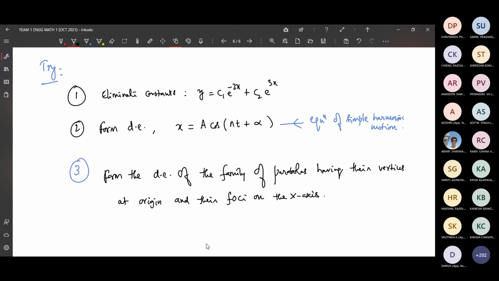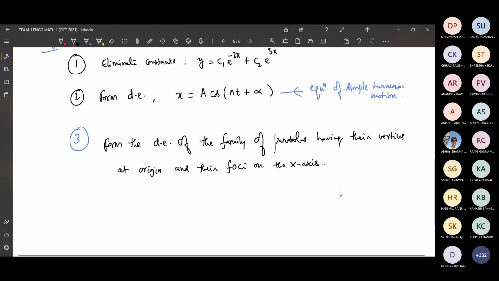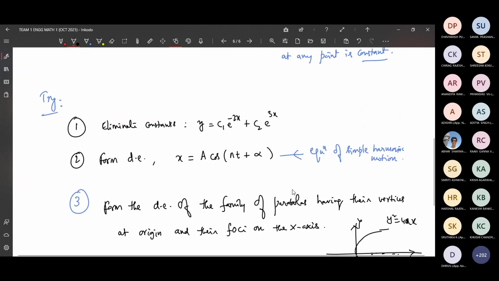Focus on x-axis. That means parabolas of the type y square equal to 4x. Focus on the x-axis, the different parabolas. So these three questions you try from your end. If you get any doubts, I'll explain you next class. And also I'll start with different methods in the next class.